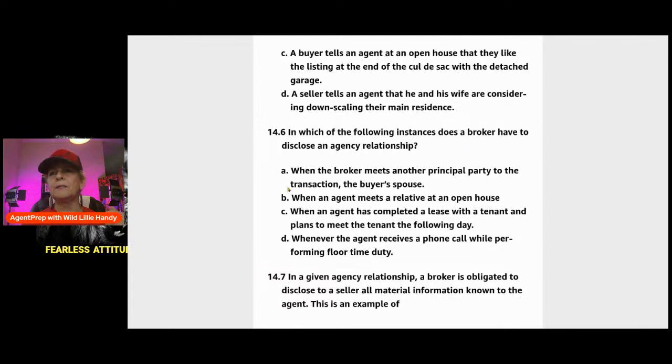So the best answer is when the broker meets another principal party. If you're meeting a relative and you're the representative of the seller at an open house, yes, you're going to let them know that you represent the seller. However, when the broker meets another principal party to the transaction, that's when it really has to be done in order to prevent any unwanted exchange of confidentiality.